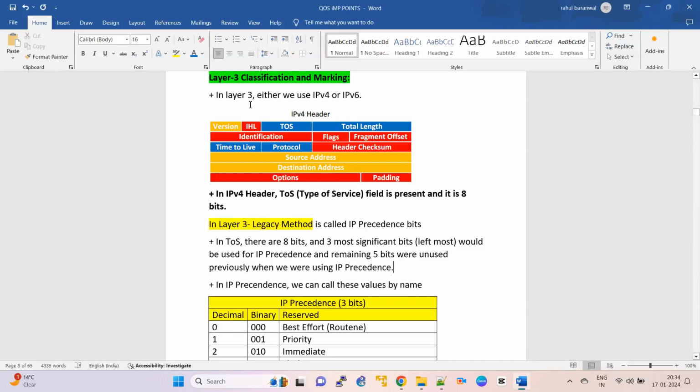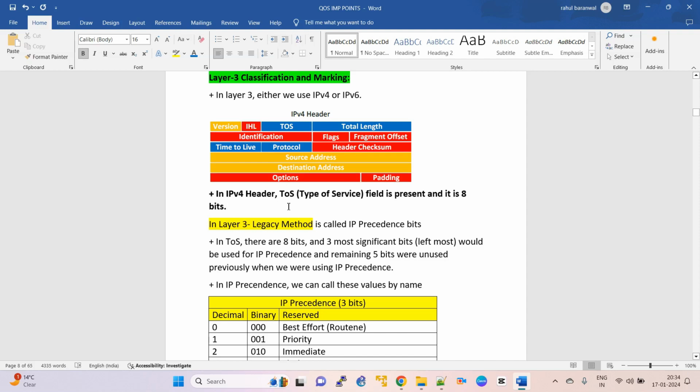Today we will discuss layer 3 classification and marking. As we know, in layer 3 we will use either IPv4 or IPv6, right? In the IPv4 header there is one field, TOS, called type of service, which is reserved for quality of service, right? And type of service is 8 bits.